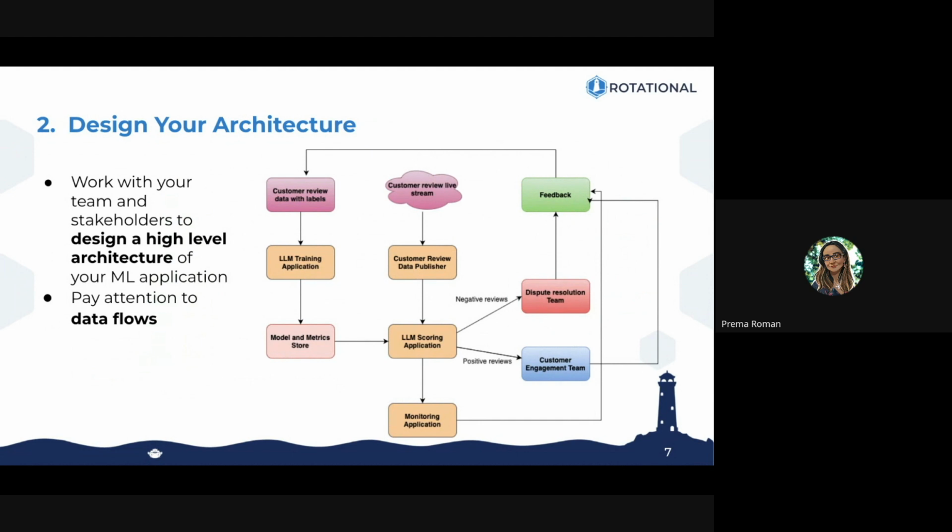And then you want to pay attention to your data flows and make sure that everyone's on the same page. So for example, if you look at this architecture diagram, it's a simplified version, right? Like, we're not even thinking about what tools we're going to use, because all of that will come into play later on. But really designing something at a high level is good to get started. And so you have some customer review data with labels, and then you feed this data to an LLM training application.